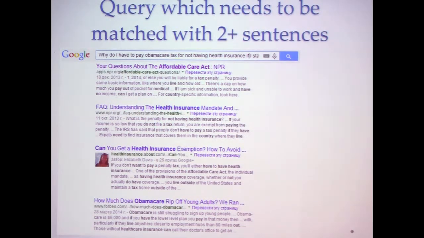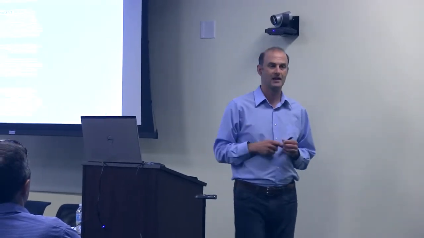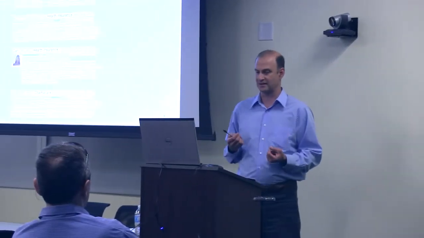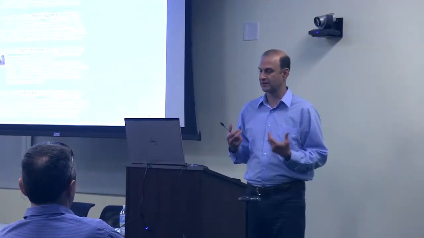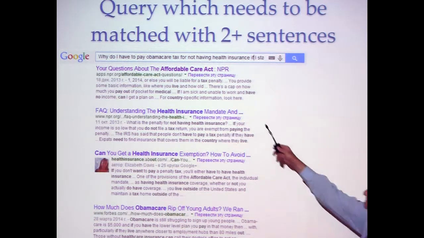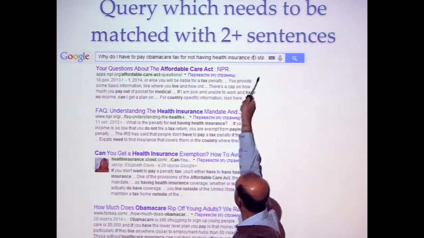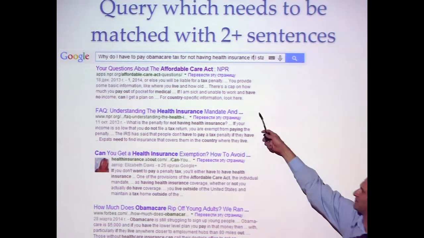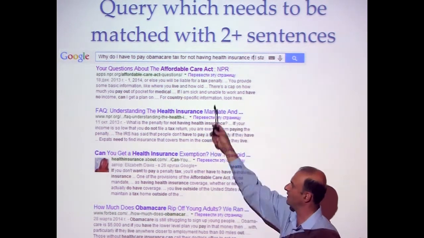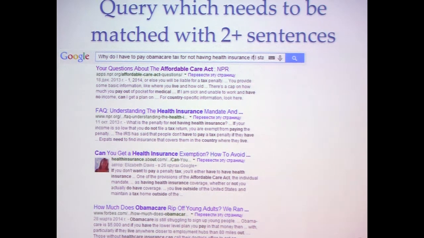Another question, which I specifically put in natural language: why do I have to pay Obamacare tax for not having health insurance if I stay abroad? See, this is a single sentence, but these are basically two situations, two main phrases. Obama, like Affordable Care Act, and Google does a good job at having synonyms, but not really combining the two phrases. So it's hard from the snippets to understand if the answer is correct or not.